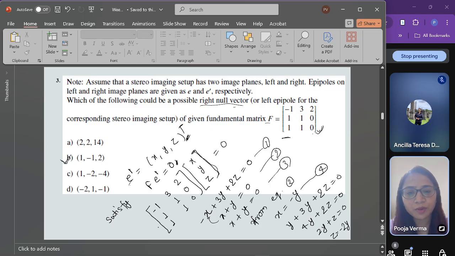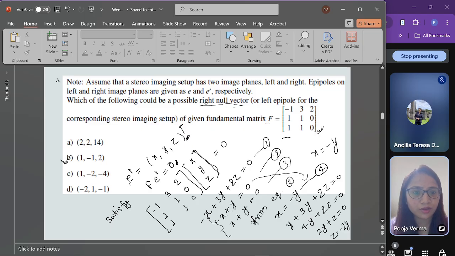From here you can see that these two equations are identical, right? x plus y is equal to 0, x plus y. If it is identical, you can remove any one. That means it has only two independent equations. So from here you can calculate x is equal to minus y. So we can write it here like this: x is equal to minus y.